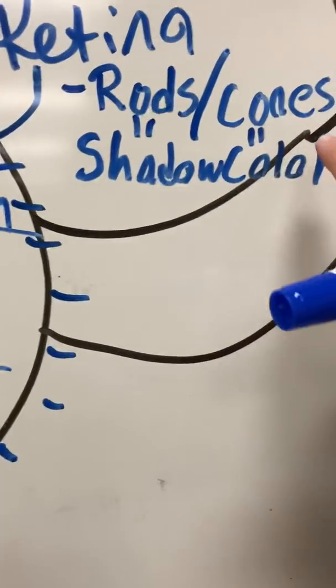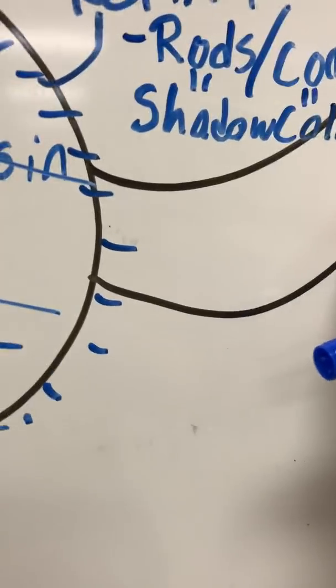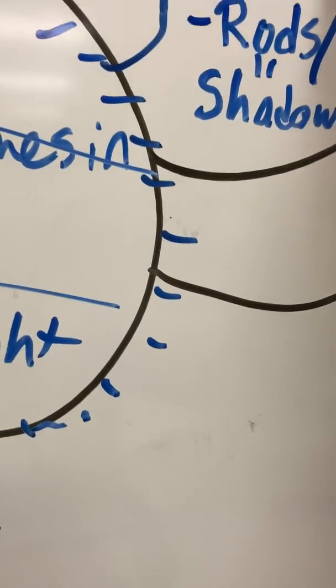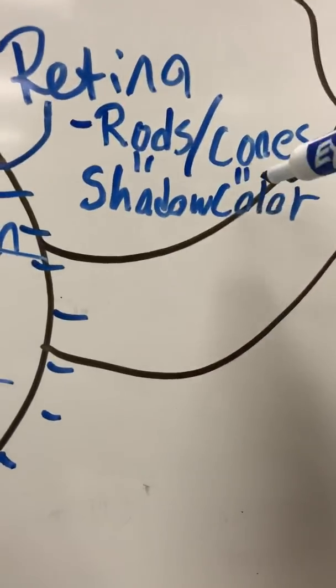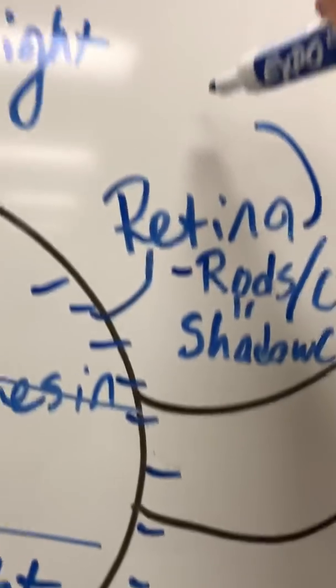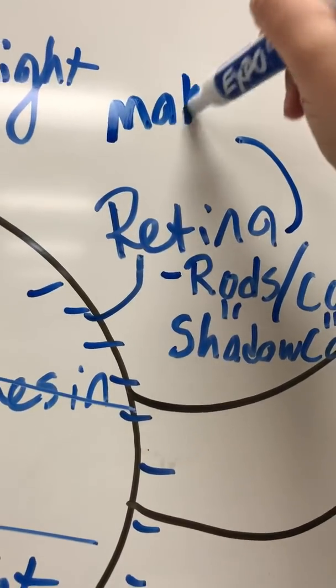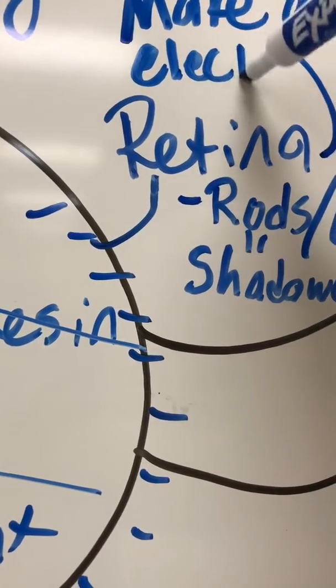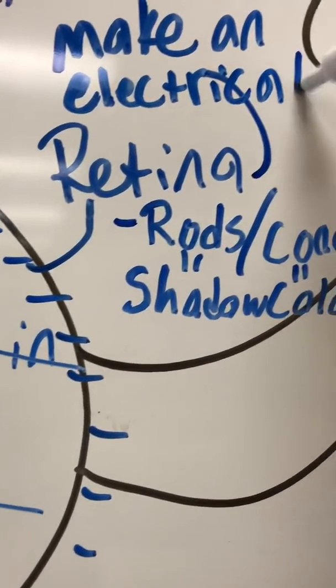So if you're colorblind, or you know somebody that's colorblind, that means that some of their cones in their retina of their eye is not working right, or maybe they're missing altogether. So you've got the rods and cones, which help you to see shadows and colors. The retina's also job, the very most important job that it does, is those cells that are in the retina help to make an electrical signal.